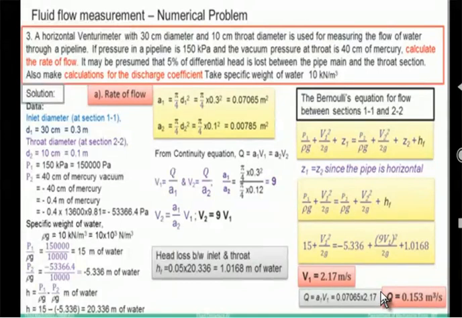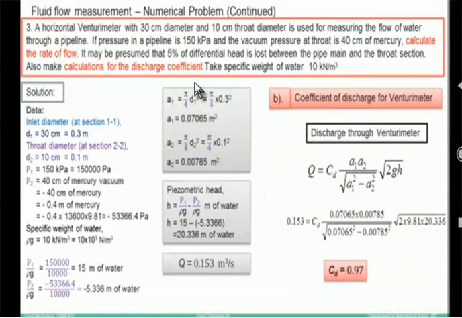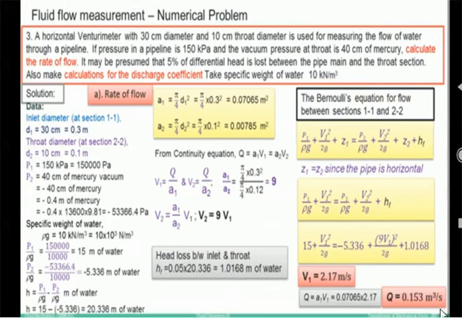Next, what he has asked: also make the calculation for the discharge coefficient. Then we have to find out the CD. Here the problem is continued. This is the same as that of the previous one. So for that, already we know a1 and a2. How do we find out this a1 and a2? The piezometric head can be calculated by using the formula, which is also done in the previous slides. Q we already found out, 0.153 meter cube per second.